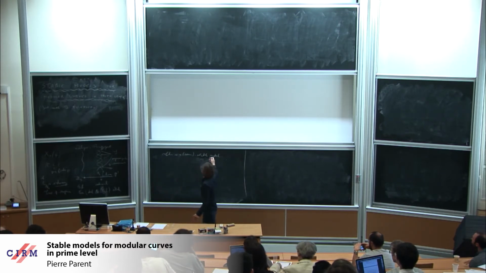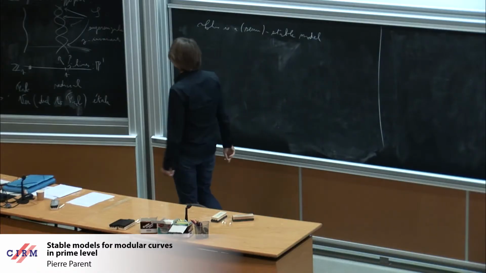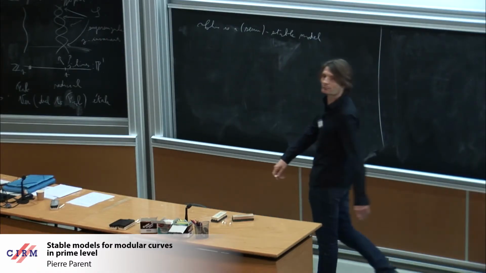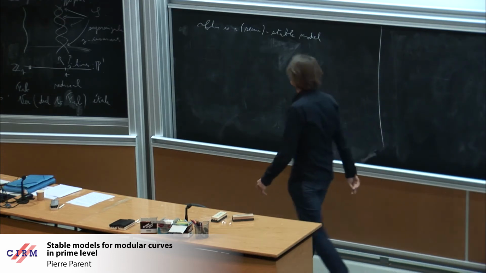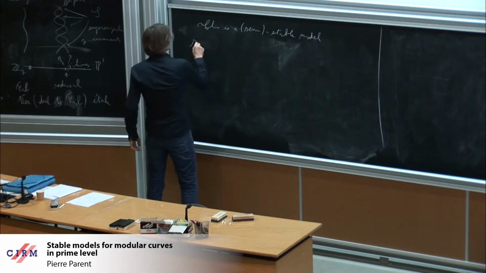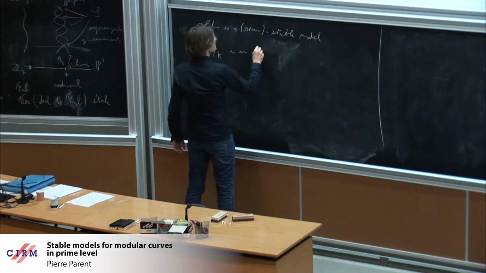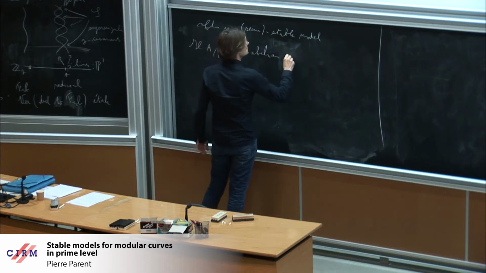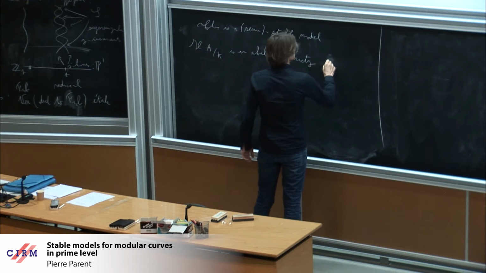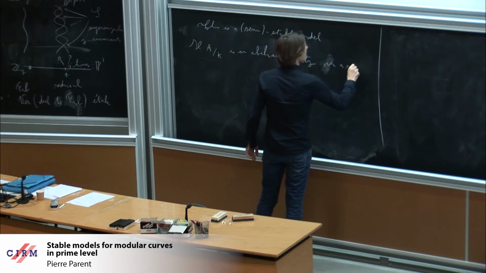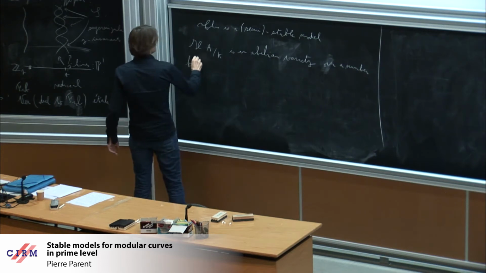Okay, so this is a stable model, generically. And this is interesting because it allows you to describe quite precisely the Néron model of the Jacobian of such a curve. So let me recall that if A is an abelian variety over say a number field, or the completion at some prime of a number field.